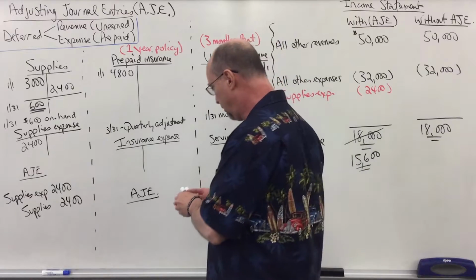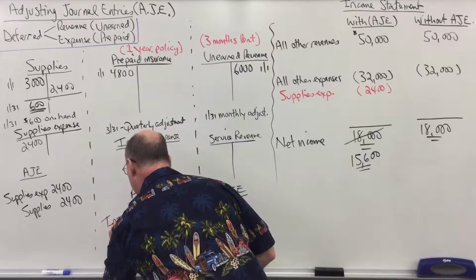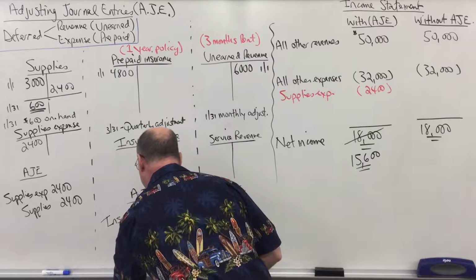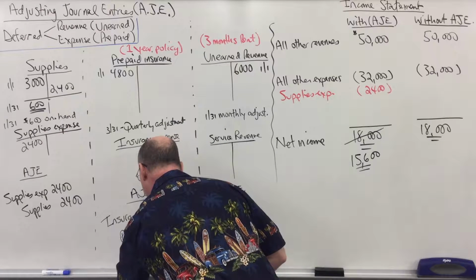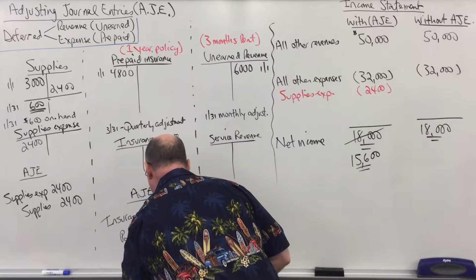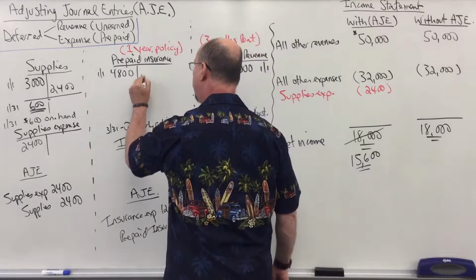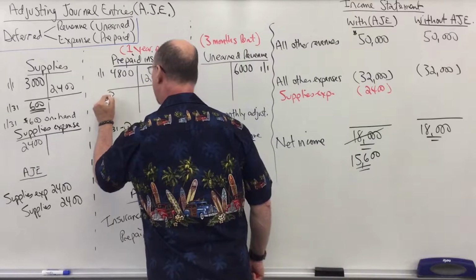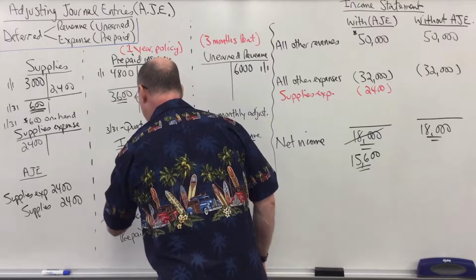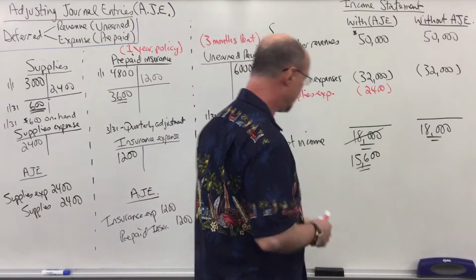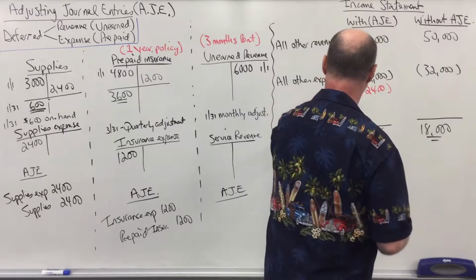Okay, so I'm going to record my adjusting journal entry of insurance expense, $1,200, and I'm going to credit prepaid insurance, $1,200. That'll leave a balance of $3,600, and I'm going to debit insurance expense. So now let's go over here, and we'll start this process again.